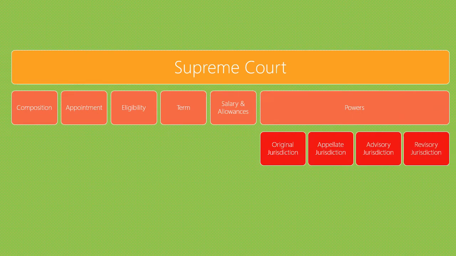Under Supreme Court, we have composition, appointment, eligibility, the term and the salary allowance and the power of the Supreme Court. Under the power of Supreme Court, we have four parts, that is original jurisdiction, appellate jurisdiction, advisory jurisdiction and the revisory jurisdiction.